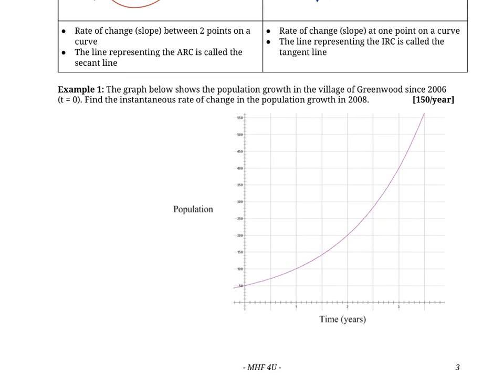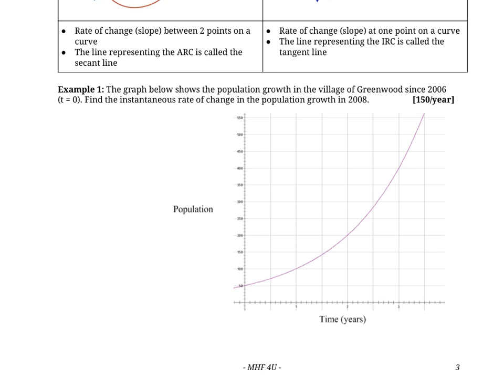So in order to do this, first of all, from a graph, let's just go through this question. The graph below shows a population growth since 2006. Find the instantaneous rate of change in 2008. This question might look similar. It's the same as the previous lesson. It's just for instantaneous rate of change now.